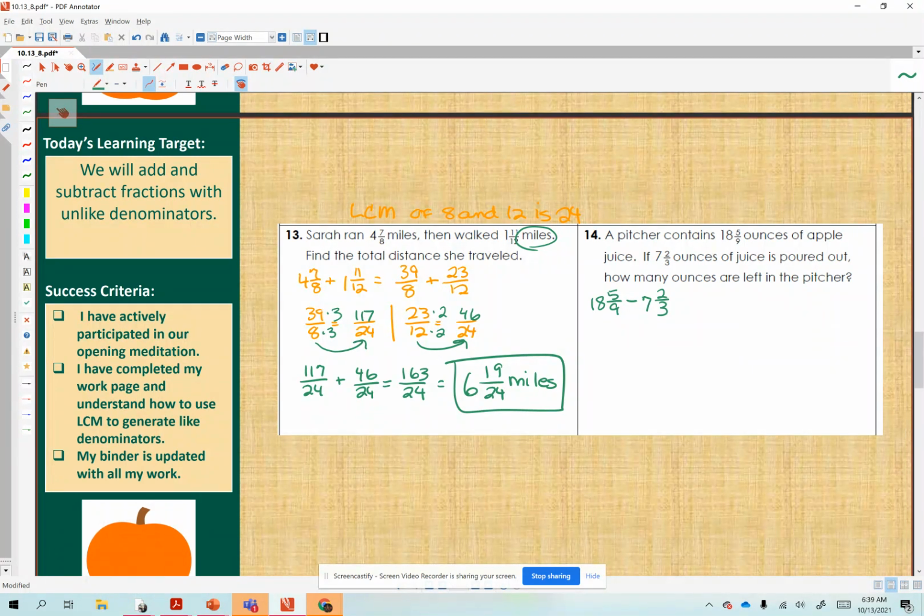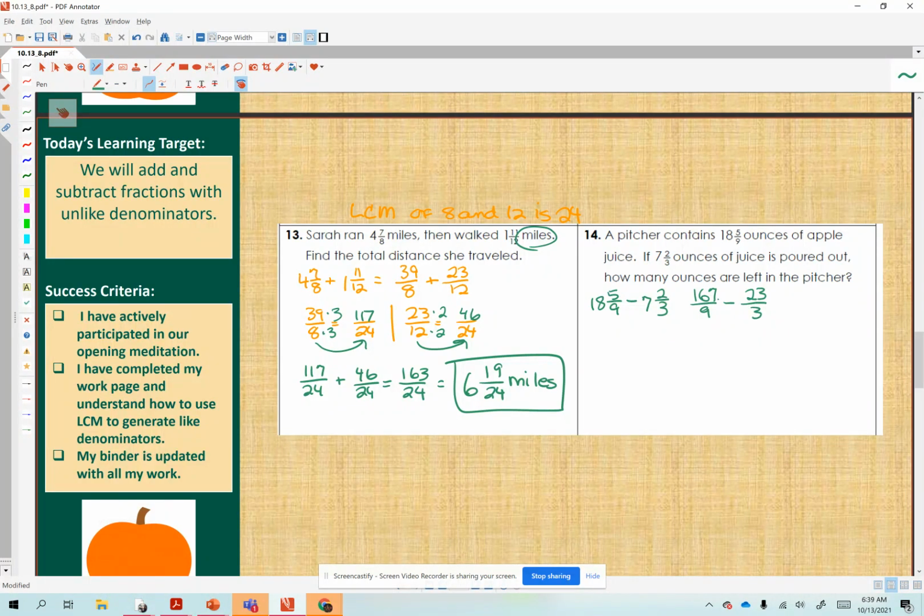And let's convert to improper fractions. 18 times 9 plus 5 is 167 over 9. Minus 7 times 3 is 21, plus 2 is 23/3.